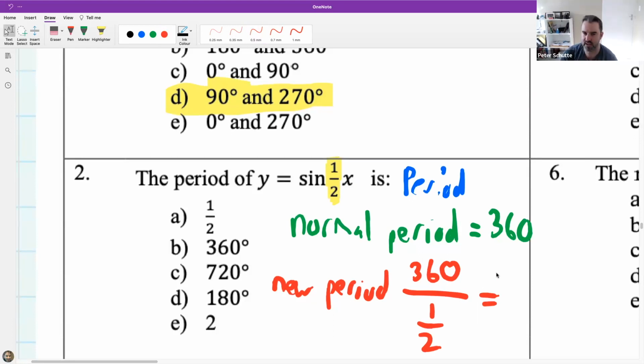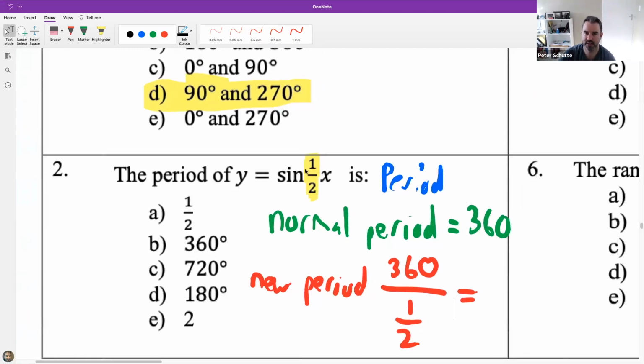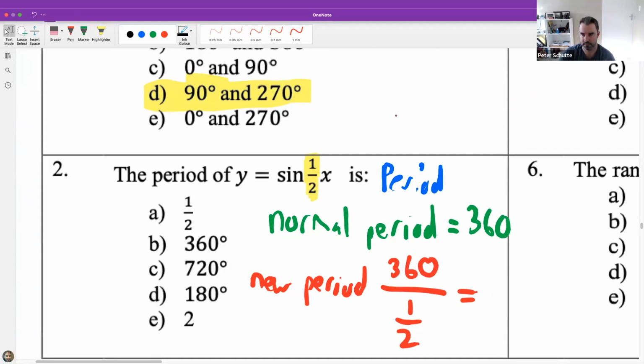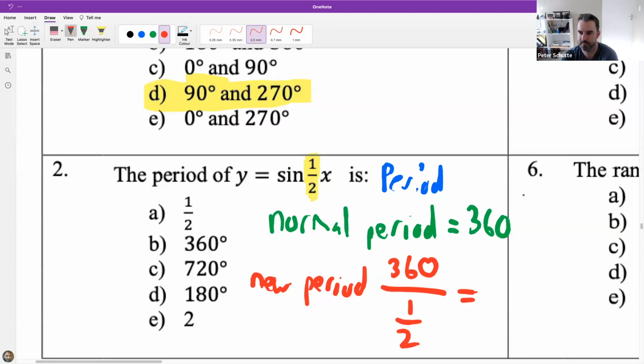So what is 360 divided by a half? What's that going to give you? Mbasa, let's unmute Mbasa. Can you hear me, Mbasa? Okay, I don't know if maybe that was a quick hand, but I'm seeing in the chat most of you are saying 720, and so you are correct. The new period of the graph is 720.